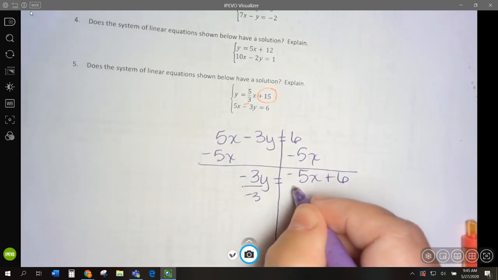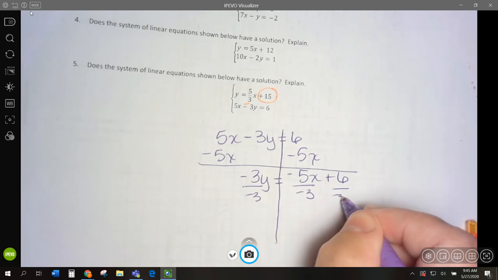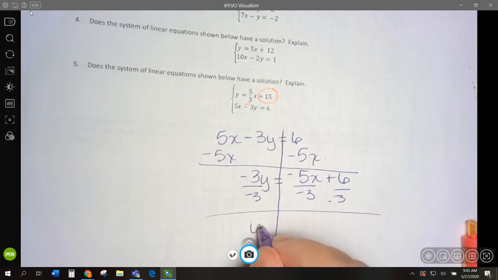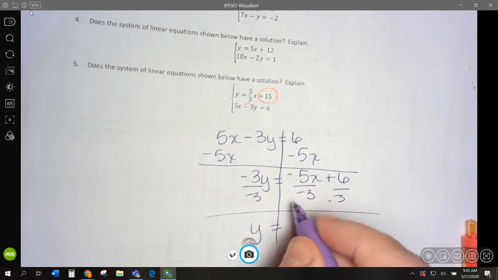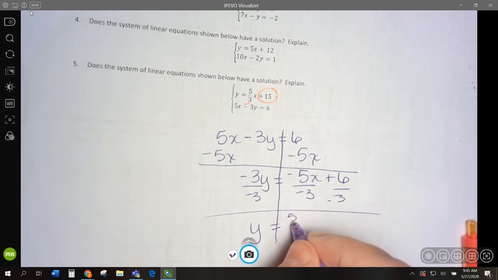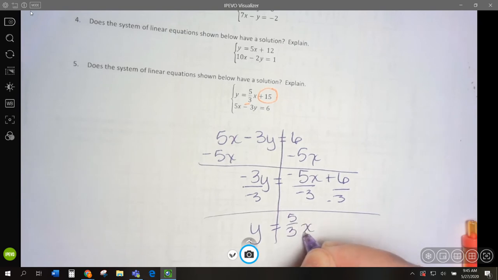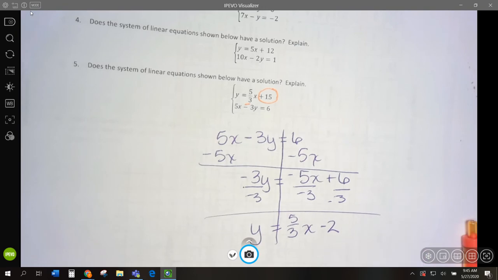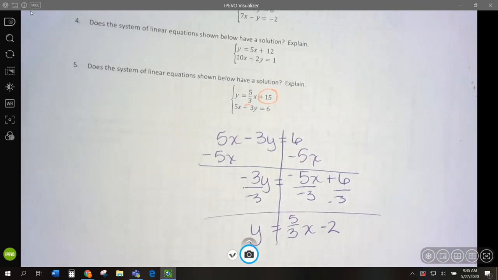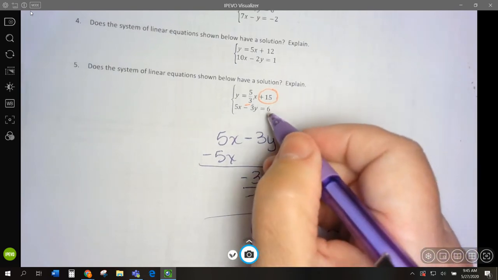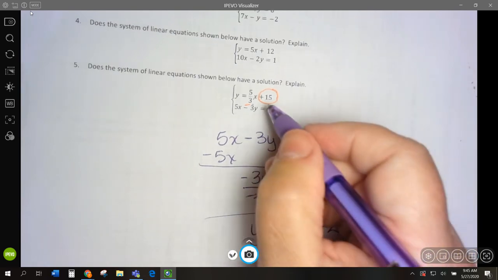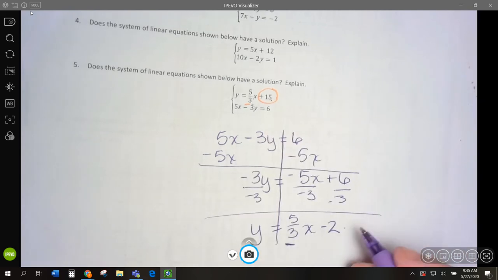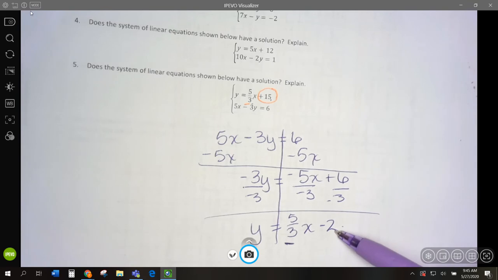Divide by negative 3. We get y equals, a negative divided by a negative is a positive, 5/3 x, and 6 divided by negative 3 is negative 2. So let's compare. Here we had 5/3 for our slope, and here we have 5/3 for our slope. Here we had 1/5 for our y-intercept, and here we have negative 2 for our y-intercept.